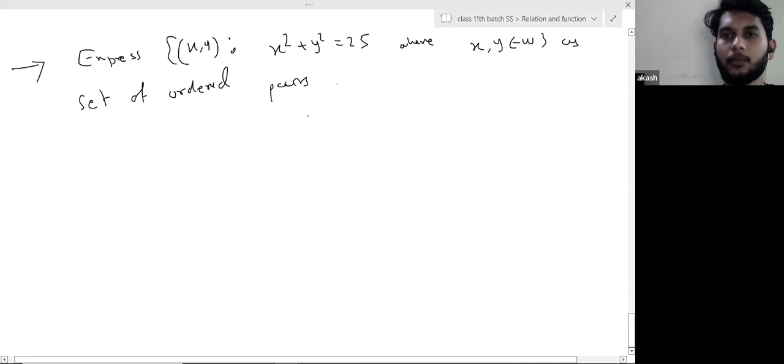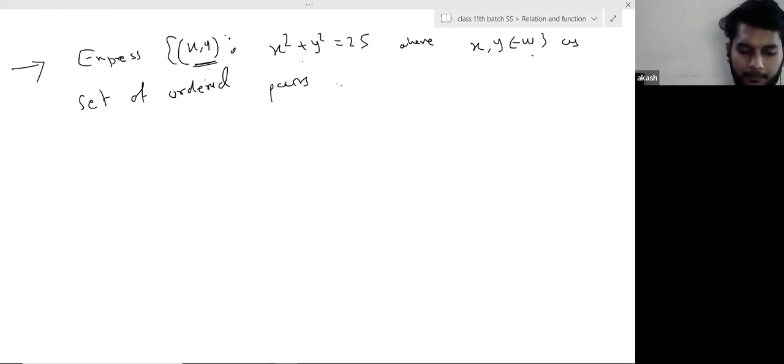Okay, this is the question for today. First question of the class. Express (x, y), an ordered pair, such that x square plus y square is equal to 25, where (x, y) belongs to whole numbers. I hope you remember what an ordered pair is. You have to represent this as a set of ordered pairs. I'll give you a few minutes for this.